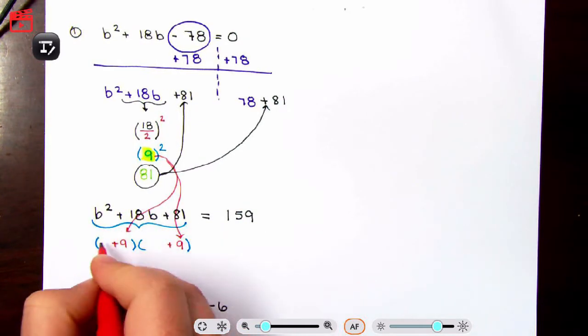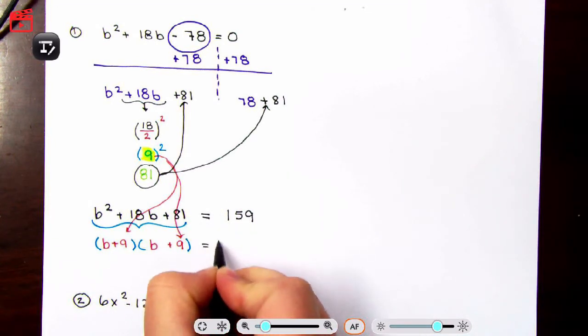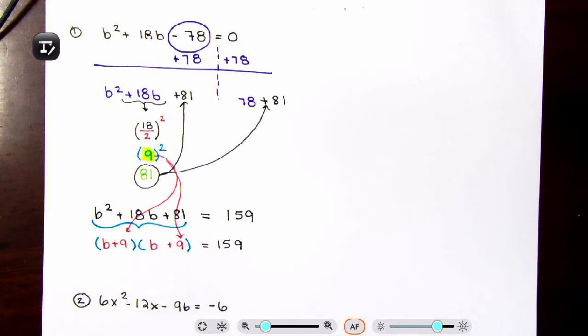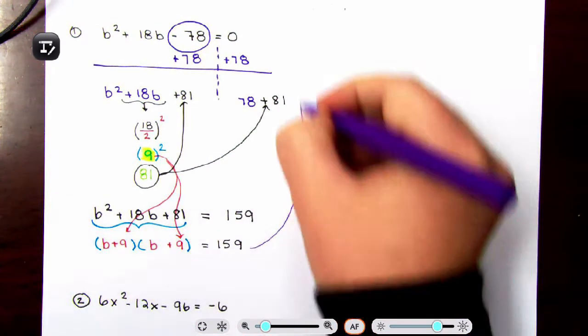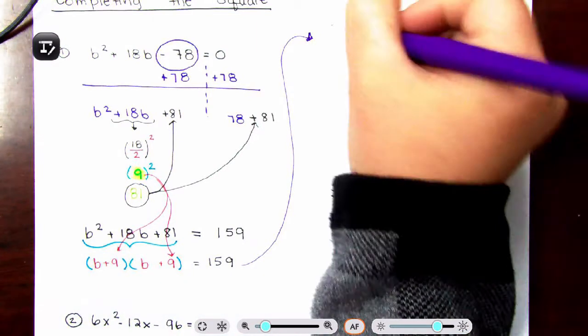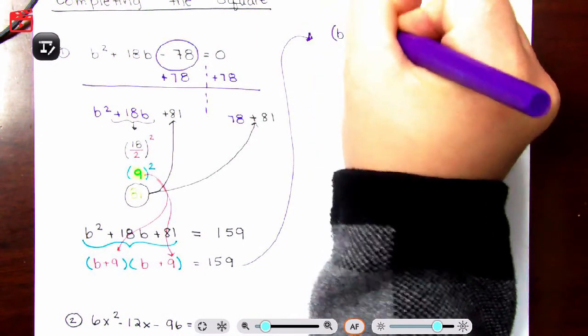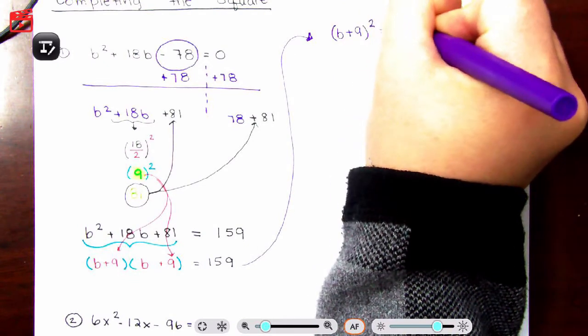Now, what is our variable? Our variable was b and b. Now, on my right-hand side here, I still have this 159. Notice that I have b plus 9 and b plus 9. You're going to write that as a perfect square, because it is. So you're going to write, let's take this up a little higher so you guys can see it, so I don't run into my other example for you. So I have b plus 9 squared is equal to 159.